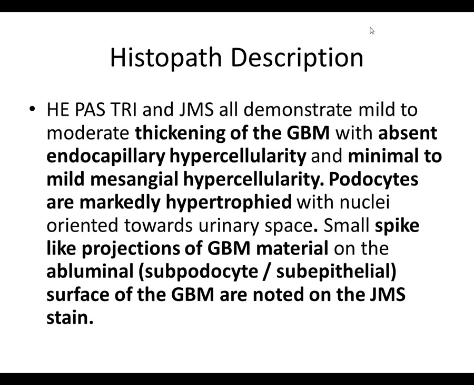So if you see prominent podocyte hypertrophy and nuclei oriented to the urinary space, that should give you a hint on histology. The spike-like projections are really important, and that gives us a really good sense that there is something on the glomerular capillary wall that's stimulating production of new glomerular basement membrane. So those are key features.